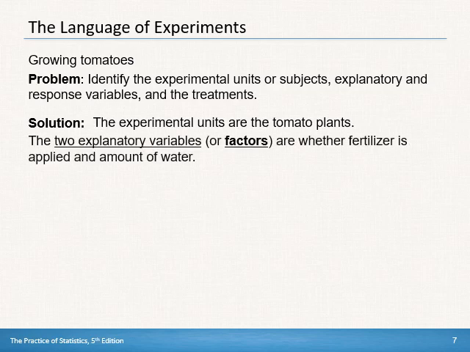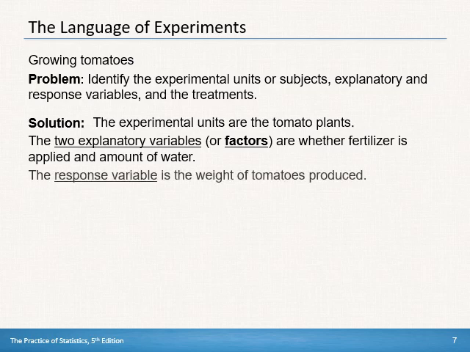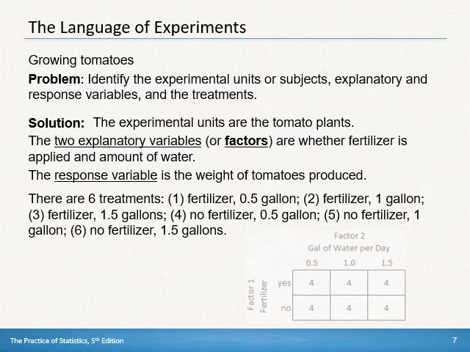There are 2 explanatory variables or factors, 2 different factors here. One is whether fertilizer was applied or not, and the other is how much water the plant got. The response variable is simply the weight of tomatoes produced by each plant. It's what we will measure. And then the treatments. So there are 6 treatments.